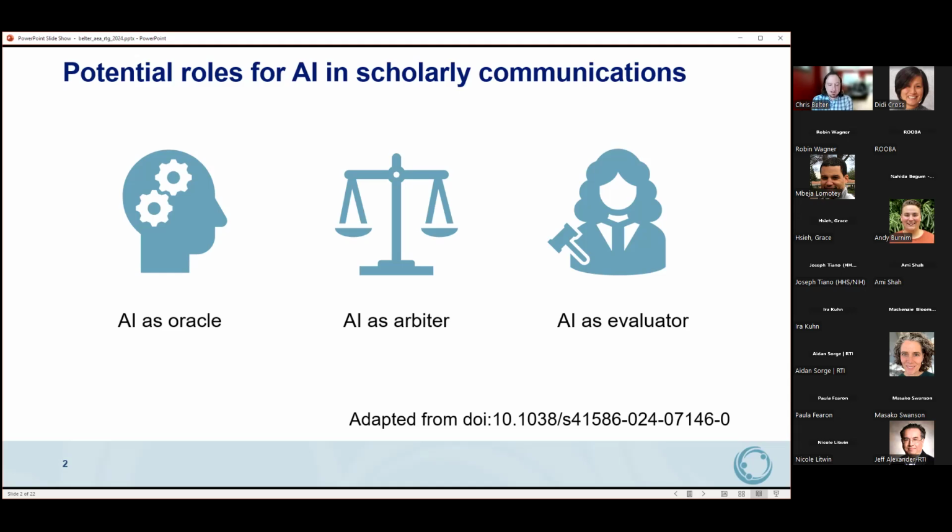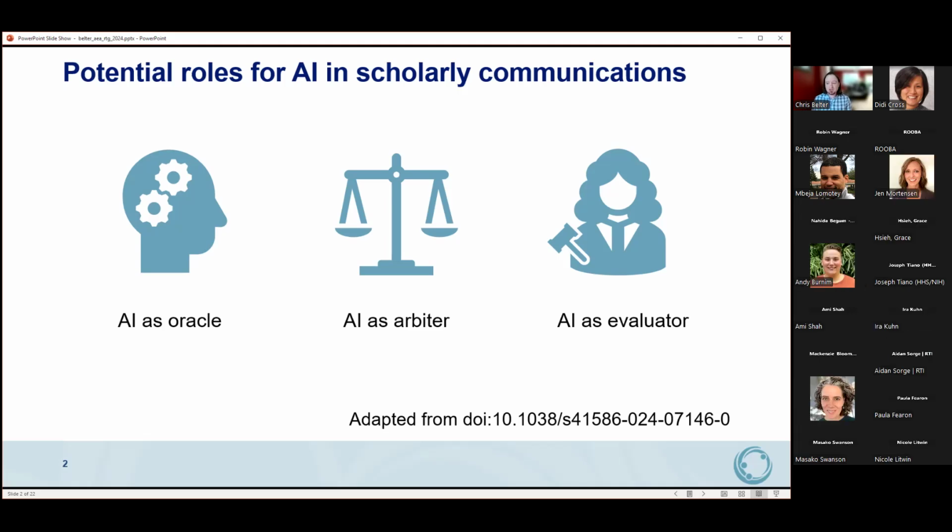The roles identified both in the article and from how I think about things are in many ways attempts to address problems that we see in the scholarly communications ecosystem. The idea is that AI is going to come in and save us from these big problems. The first role that people are proposing for AI is AI as oracle, the idea that this AI is going to be an all-knowing resource for us to ask questions of. The idea here is that it's going to solve the problem of it being very difficult to keep up with the scholarly literature as it evolves.